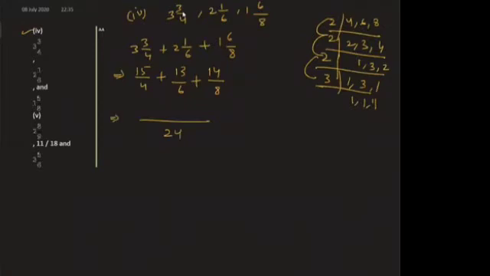Now divide 24 by this 4, so you will get 6. So 15 into 6 plus divide 24 by this 6, you will get 4. So 13 into 4 plus divide 24 by 8, you will get 3. So 14 into 3.